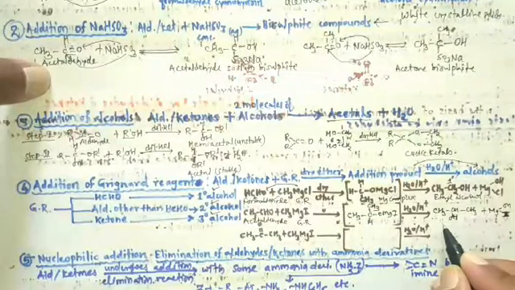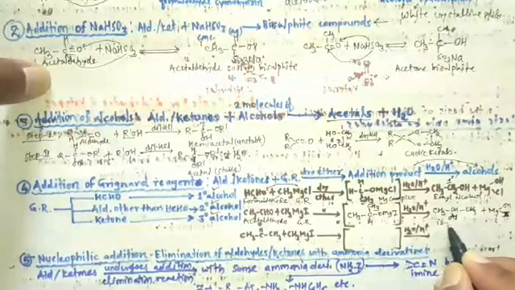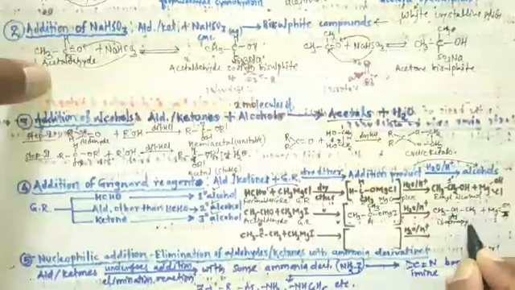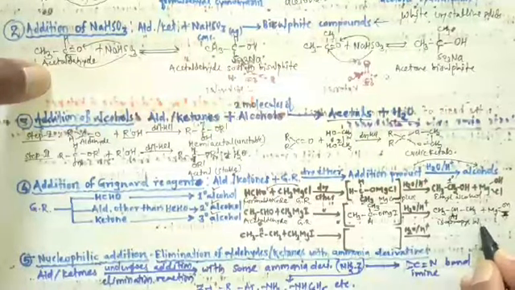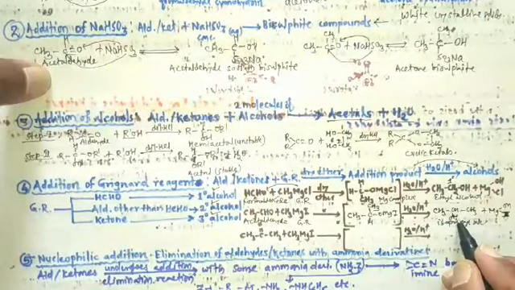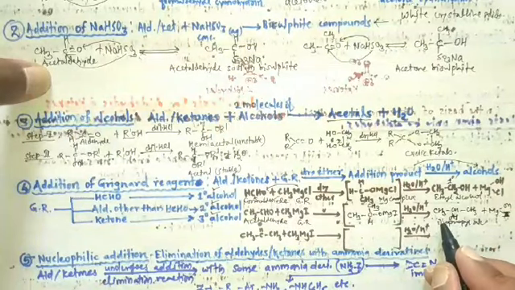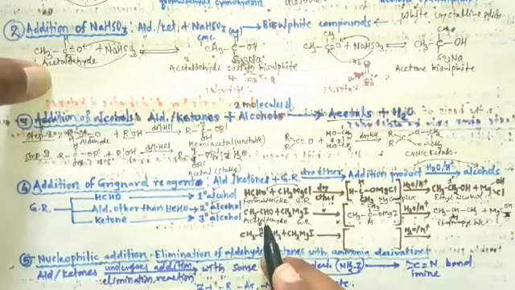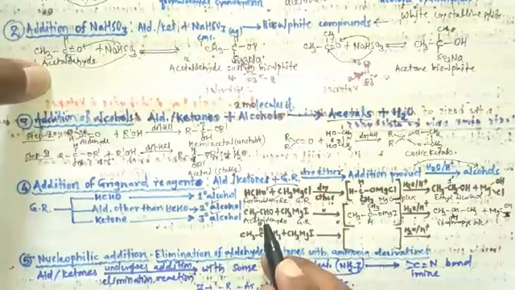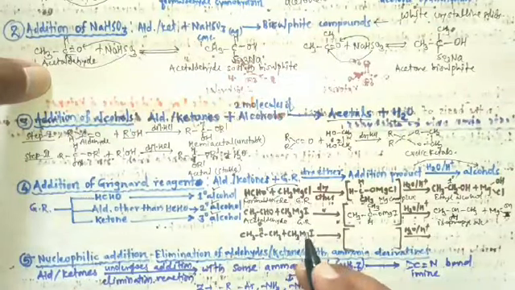So in this way isopropyl alcohol is formed, and this isopropyl alcohol is a secondary alcohol, because here we are reacting an aldehyde other than formaldehyde with Grignard reagent.